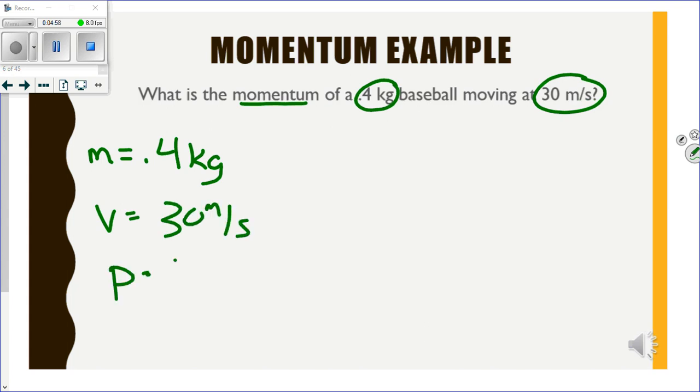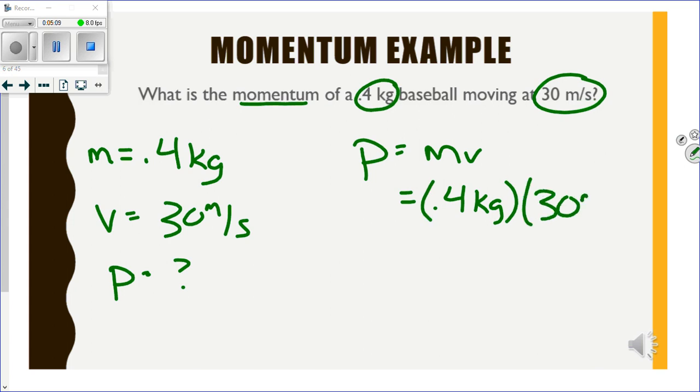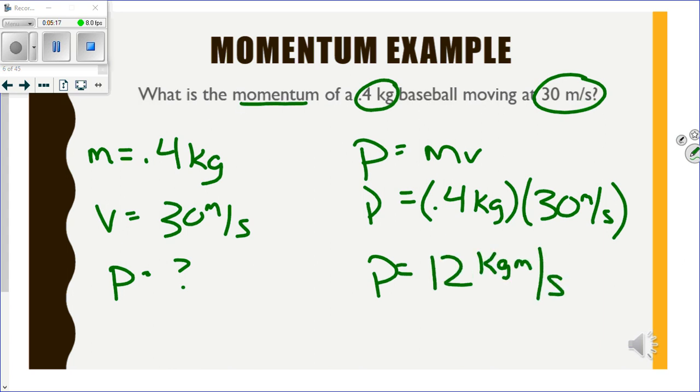If I want to find momentum, I can use my momentum equation, p equals mv. Let's put in what we know. 0.4 kilograms times a velocity of 30 meters per second. And I end up getting a momentum of about 12 kilogram meters per second.